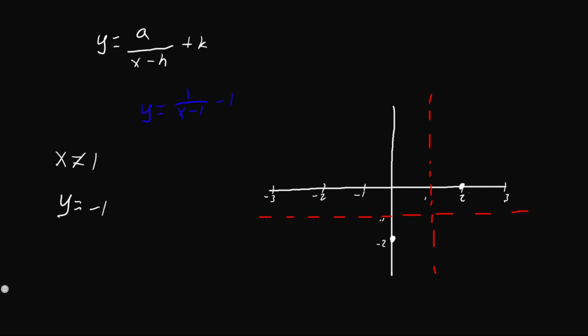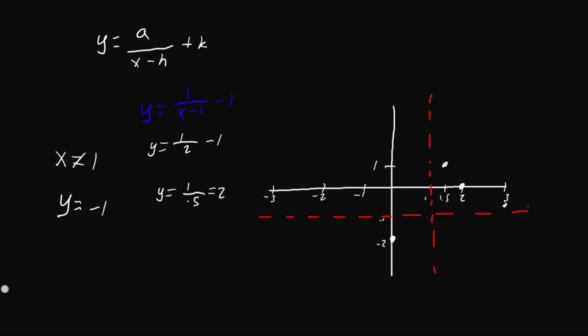So let's look at when x is equal to 3. We're going to get y is equal to 1 over 3 minus 1, which is 2, and then minus 1, which is going to give us -1/2, which is here. And then if we plot 1.5 or 3 over 2, we're going to get y is equal to 1 over 0.5, because 1.5 minus 1 is 0.5, and that is going to give us 2. So 2 minus 1 is going to give us +1.